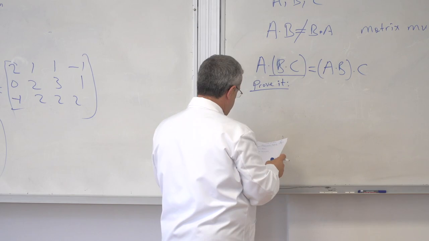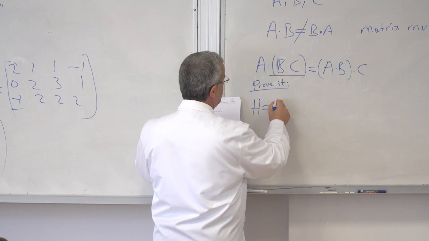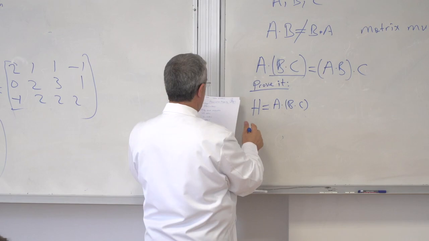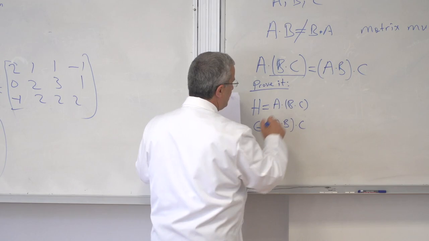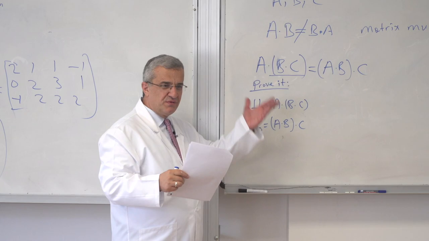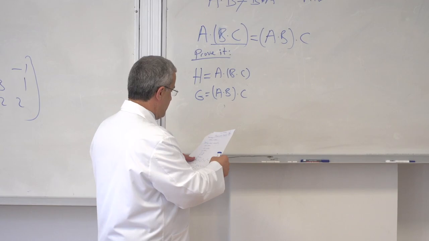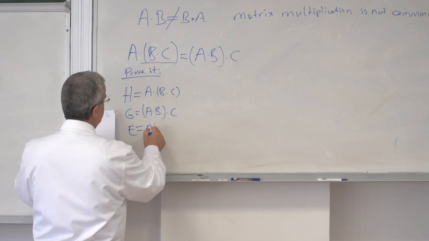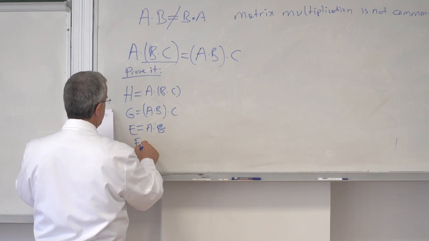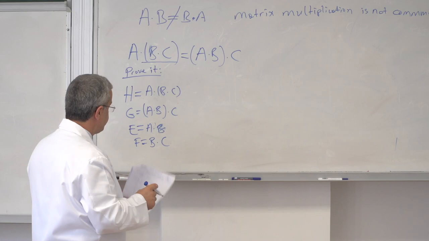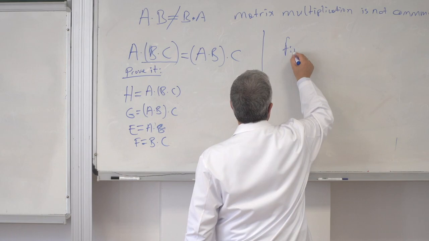Let me call, just so that we don't get confused, A times B times C, we call this H. And this, we call this G. Of course, we find out that they are the same thing. But assume they are two different things. We will conclude that they are the same thing. And let's call E is A times B and F is B times C. So, what is Fij? F is this, right? B times C.